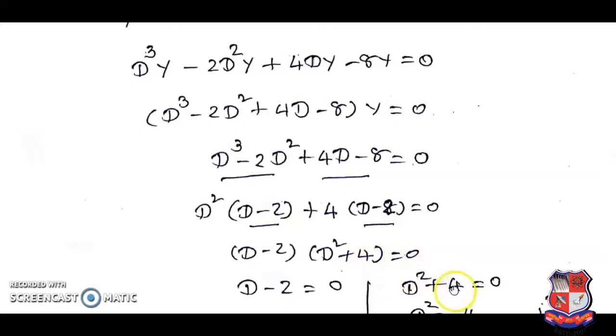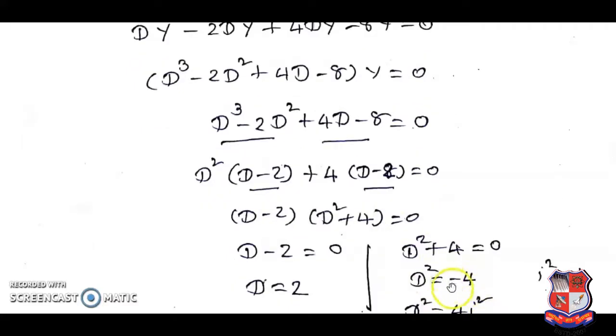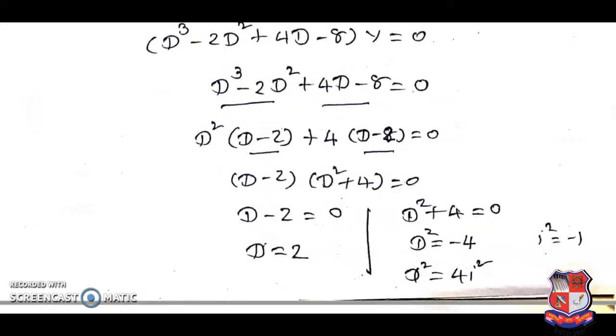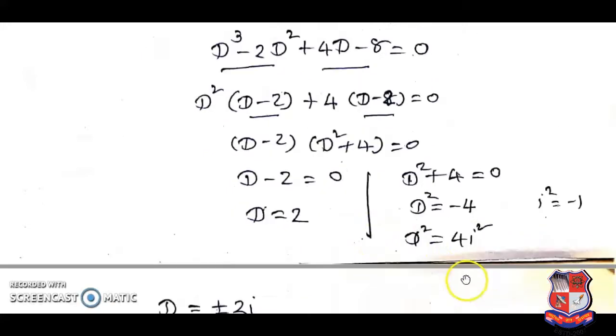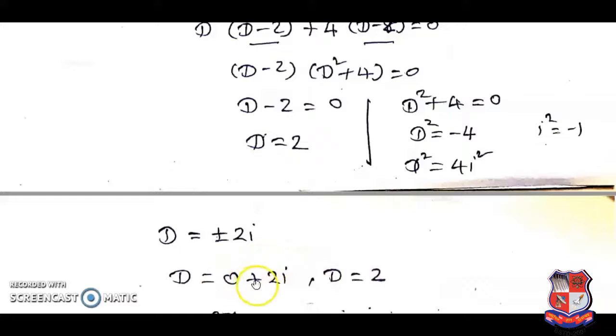The plus 4 we shift to the right side, that is d square equals minus 4. It's less than 0, so the square root is not possible. So we consider i square equal to minus 1. So minus 1 equal to i square, so minus 4 is 4i square. Now we find the square root: d equal to plus or minus 2i, that is d equal to 0 plus or minus 2i. Another solution is d equal to 2. This is real and non-repeated. This is complex and non-repeated.